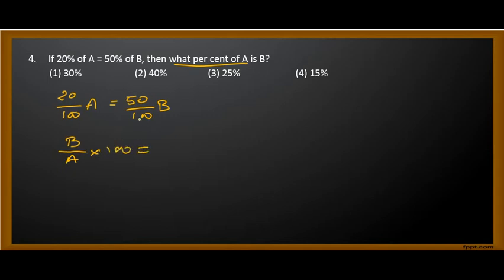So from this, 100 and 100 will get cancelled. If you take A to the right hand side, 50 to the left hand side, that is nothing but 20 by 50 into 100. This is what we have to find, which is equivalent to 40%. So the answer is option B.